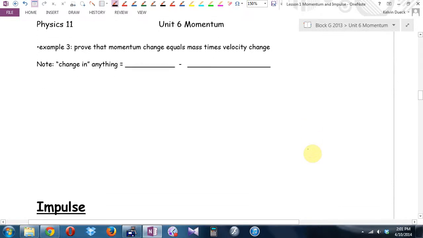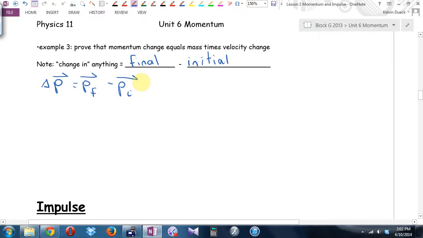Example 3. I wrote, prove that momentum change equals mass times velocity change. Note, what's change in anything always going to be worth memorizing, by the way? Yeah. Didn't even need a calculator for that. Shut up, Mr. Dueck. Sorry. So I guess momentum change, and our symbol for change in is that lovely delta, is going to be final minus initial.